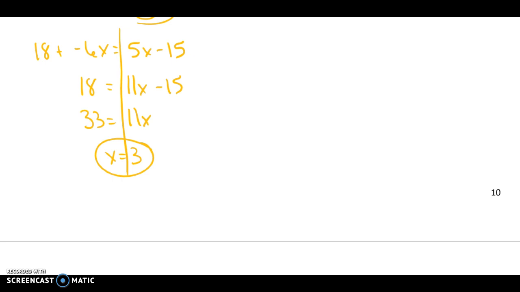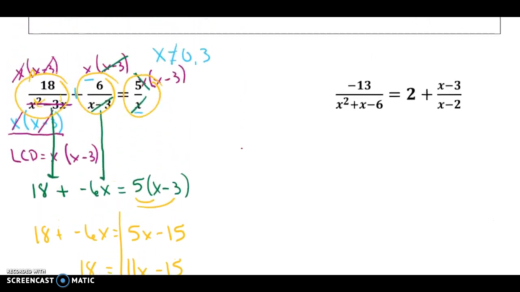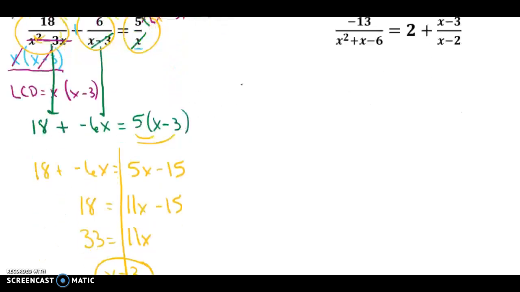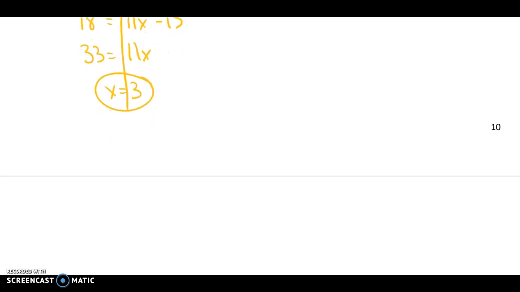I just want to go back to the top and make sure it wasn't one of my domain issues. And as you guys can see here, it is. That means although I solved and I got 3, 3 is considered an extraneous solution.